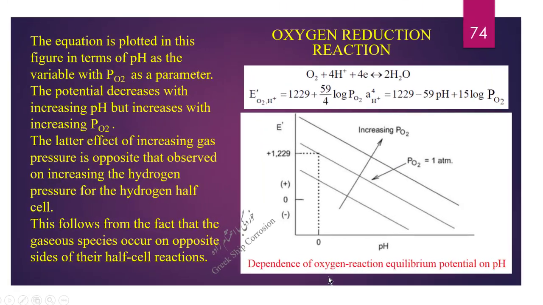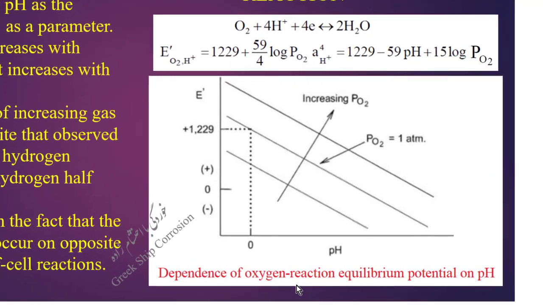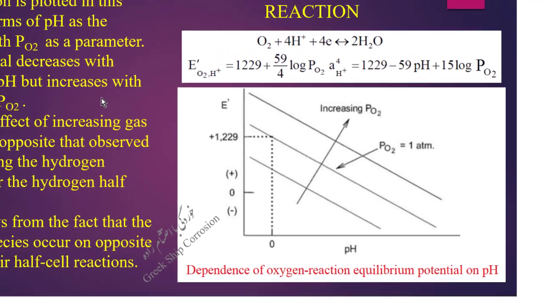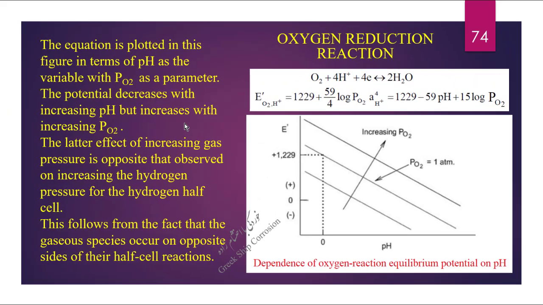In this figure, dependence of oxygen reaction equilibrium potential on pH is shown. The equation is plotted in this figure in terms of pH as the variable with PO2 as a parameter. The potential decreases with increasing pH but increases with increasing PO2. The latter effect of increasing gas pressure is opposite that observed on increasing the hydrogen pressure for the hydrogen half cell. This follows from the fact that the gaseous species occur on opposite sides of their half cell reactions.